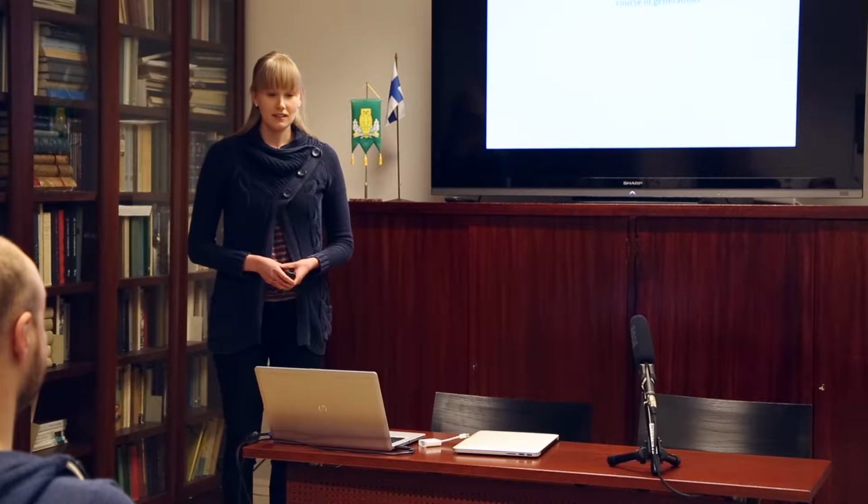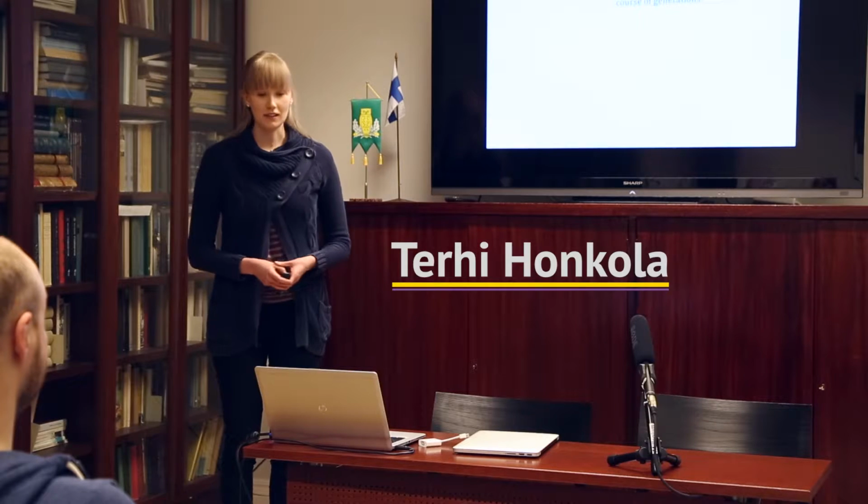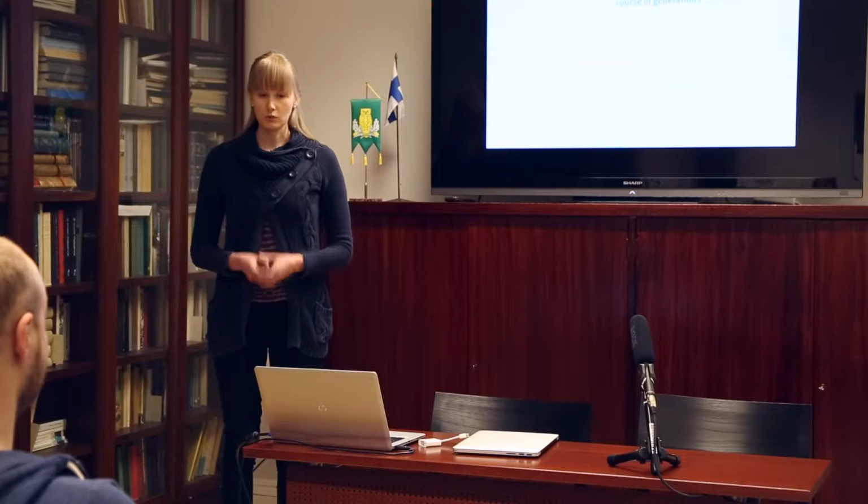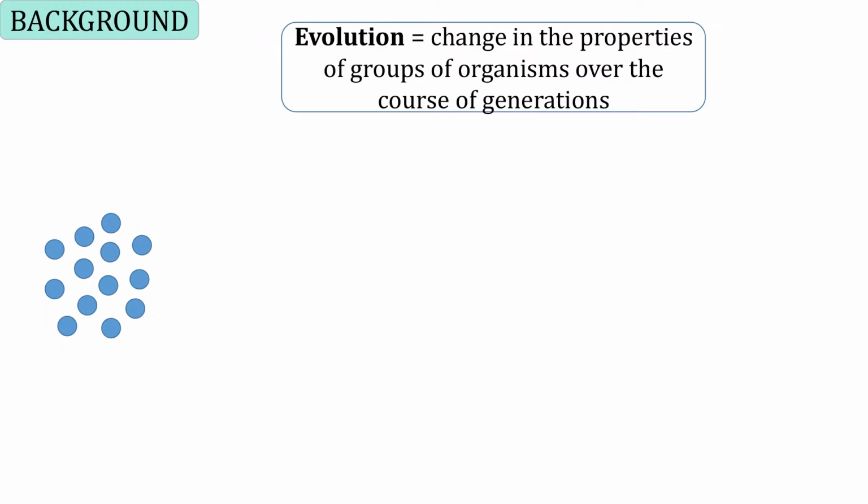Let's start with evolution and defining it. It can be defined as change in the properties of groups of organisms over the course of generations. So what does it mean? First, we have a population here. It's made of individuals. Each of these circles is an individual.